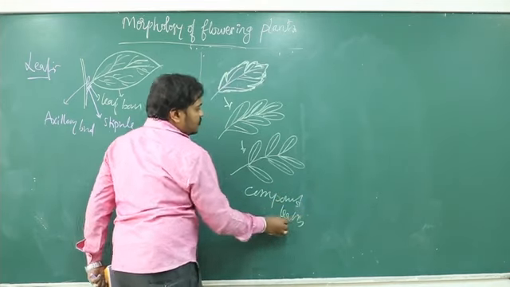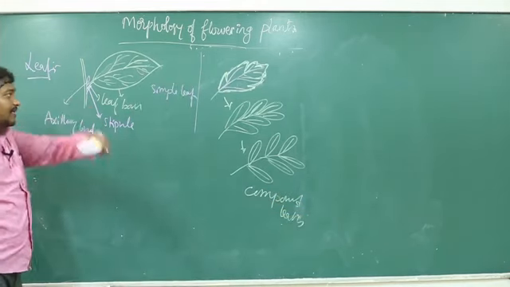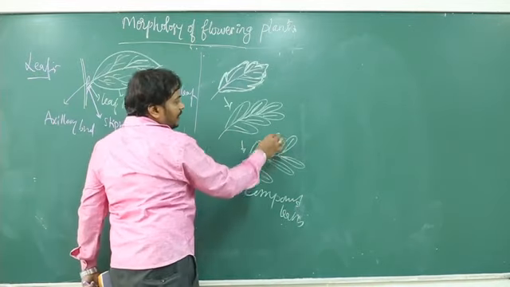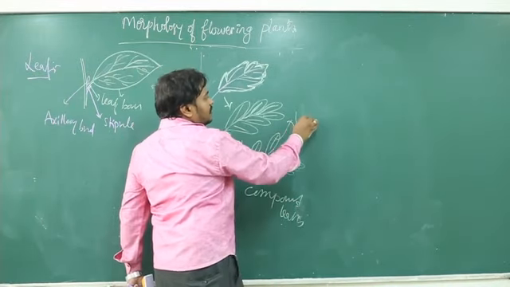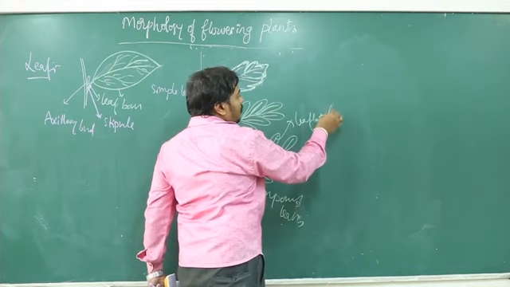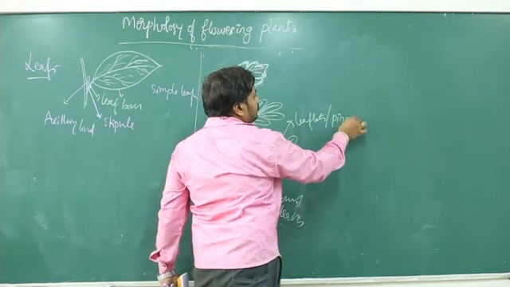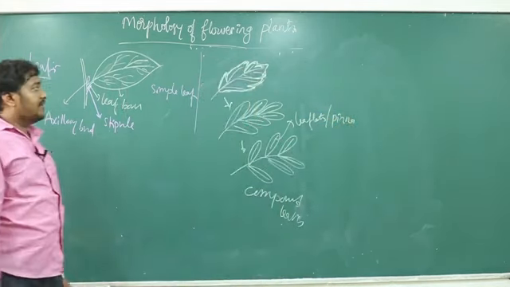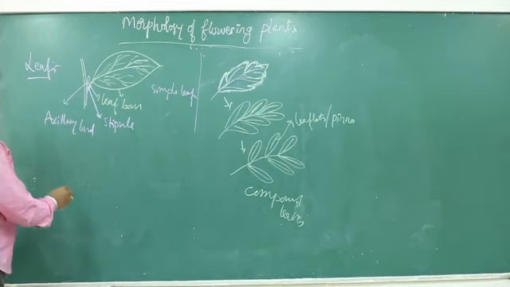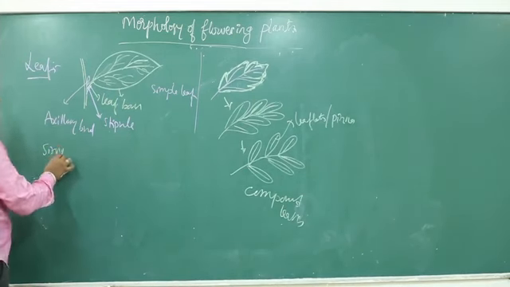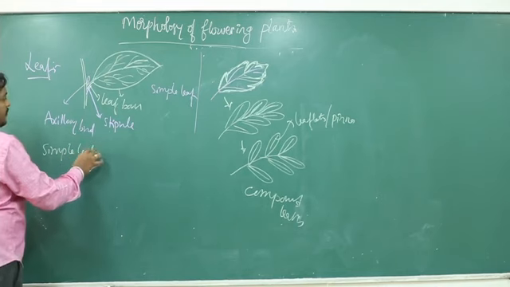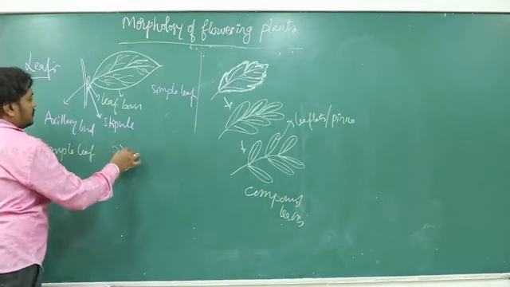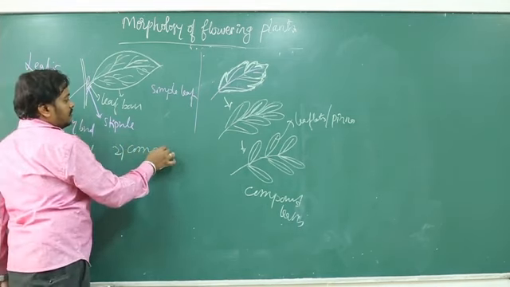Compound leaves. Why do we call them compound leaves? Here the lamina is divided into many leaflets. These are called leaflets or pinna. It divides like this. Based on that, leaves can be classified into simple leaves and compound leaves.